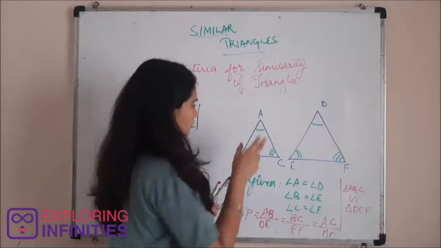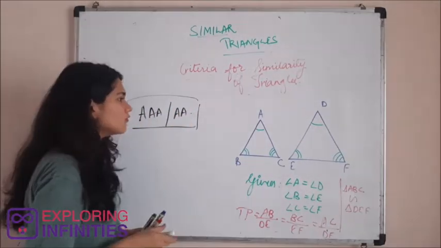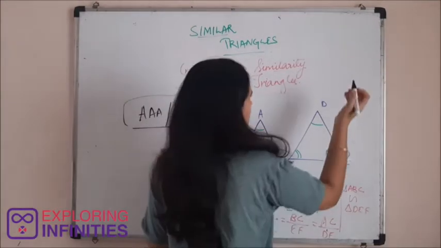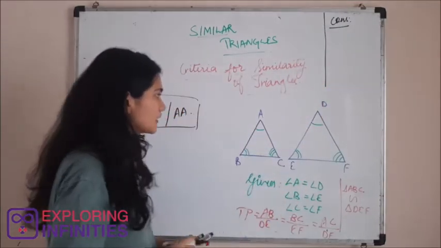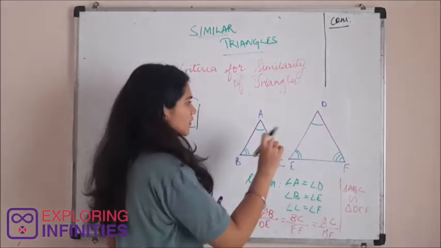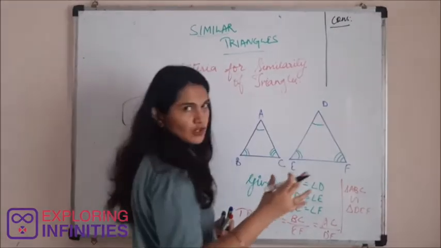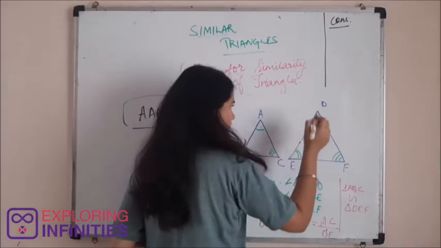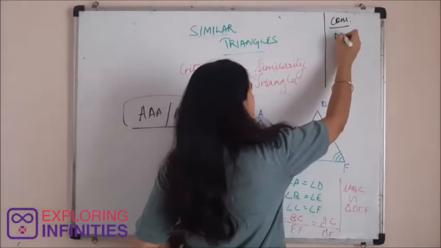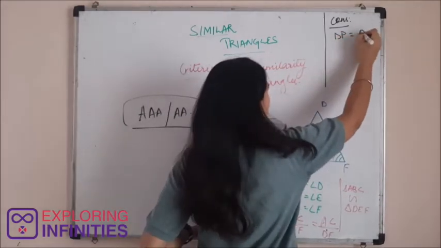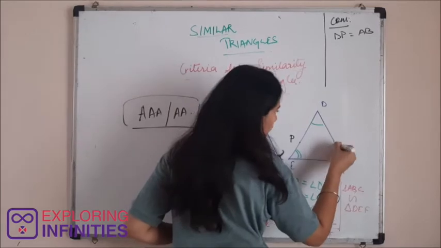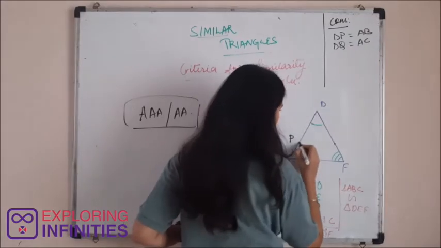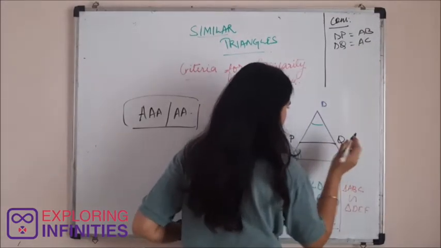Now we will have to construct something to prove this. So what will we construct? I will write the construction here. We will mark two points P and Q on DE and DF respectively, such that DP equals AB and DQ equals AC. And we will also join the line PQ.